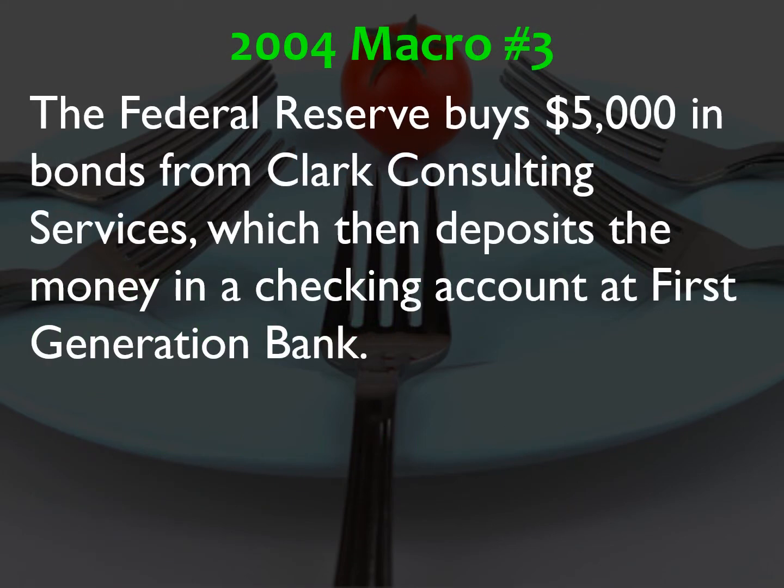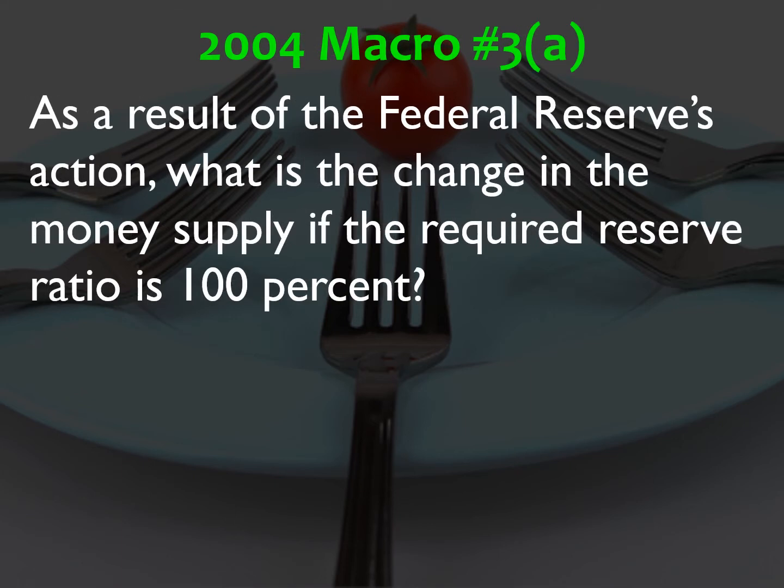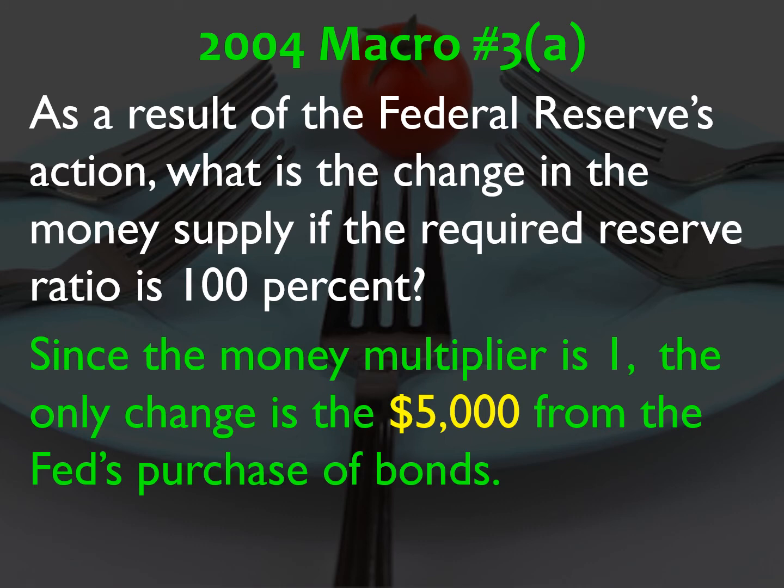Number 3, the Federal Reserve buys $5,000 in bonds from Clark Consulting Services, which then deposits the money in a checking account at First Generation Bank. A, as a result of the Federal Reserve's action, what is the change in the money supply if the required reserve ratio is 100%? If the reserve ratio is 100%, the money multiplier is 1, so there is no growth. The only change in the money supply is the initial $5,000 purchase by the Fed of those bonds. So that is the only change in the money supply. Basically, the banks got to hold it all in.